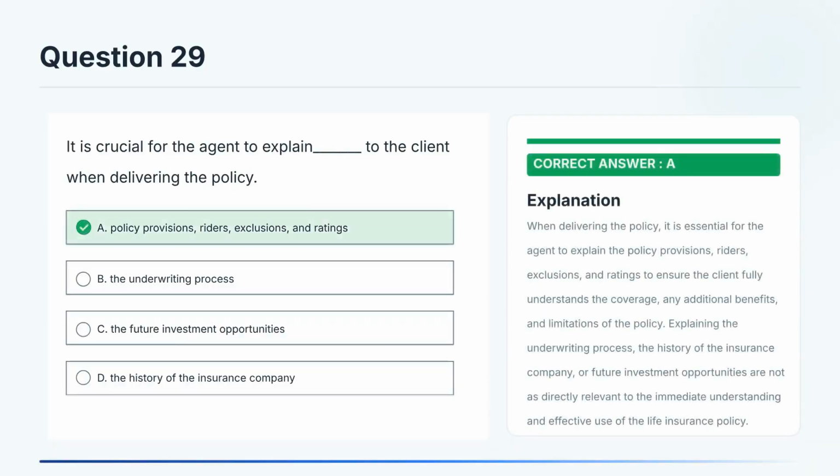The answer is A. Policy provisions, riders, exclusions, and ratings. When delivering the policy, it is essential for the agent to explain the policy provisions, riders, exclusions, and ratings to ensure the client fully understands the coverage, any additional benefits, and limitations of the policy. Explaining the underwriting process, the history of the insurance company, or future investment opportunities are not as directly relevant to the immediate understanding and effective use of the life insurance policy.